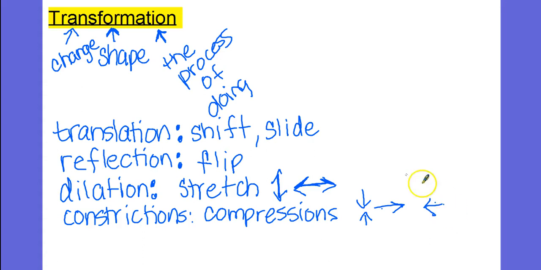So recapping real quick, translations are shifts and slides. And so we're just sliding things left to right and up and down. Reflections are flips. And you know, we can flip vertically and make reflections. We can flip horizontally. Those are the types of things that we're going to be doing with our parent functions. We're going to graph the parent function, and then we're going to transform it using the numbers that get added to the equation or the function.